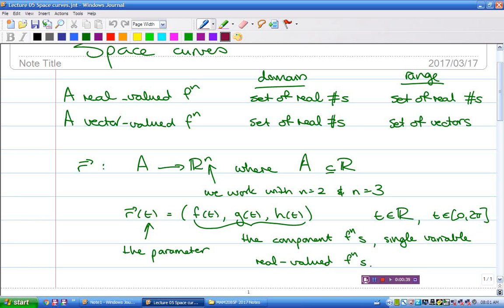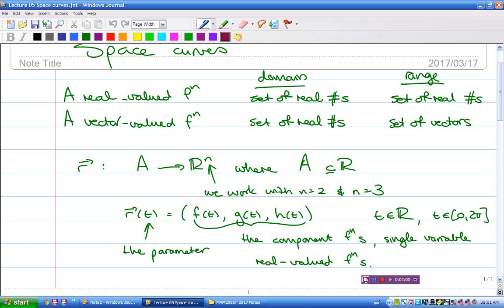In a sense, curves that exist only on the xy plane are special cases of space curves, but they're such a special case that we tend not to use the term space curves for those. If you're saying space curve, then you're generally meaning a curve that really does exist in three-dimensional space and cannot be just drawn flat on the xy plane.